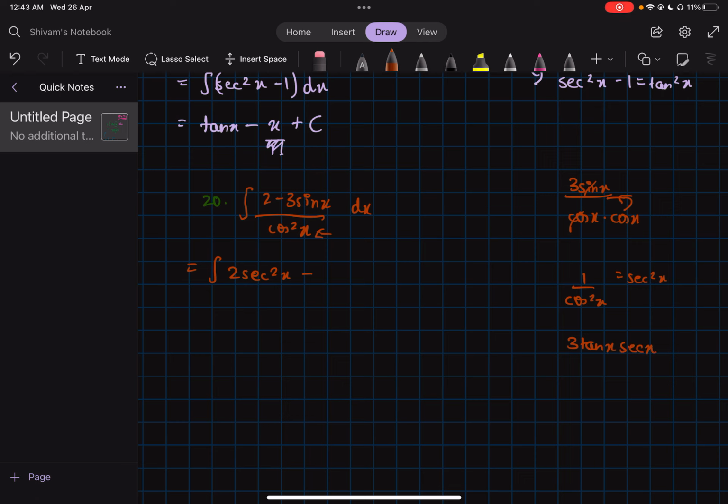Because sine over cos is tan x, and the reciprocal of cos is sec. I'm going to write it as 3 sec x tan x, then the dx. Then we know that the antiderivative of sec square x is tan x, so it's going to be 2 tan x. And for sec x tan x, it's sec x. Plus c. Right, that's the answer.